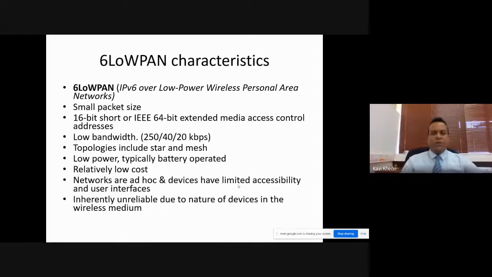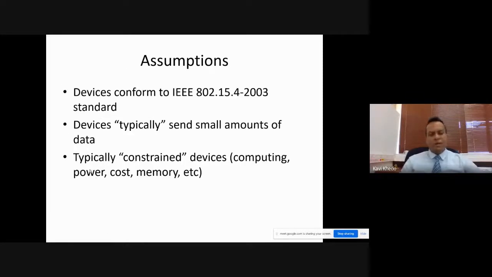Now the LoWPAN characteristics: small packet size, 16-bit short addresses, and low bandwidth. The topologies are star and mesh. It is low cost. Networks tend to be ad hoc and inherently unreliable due to the nature of the devices, which may or may not have a connection. So there are a number of assumptions for this technology. Devices conform to IEEE 802.15.4. Devices typically send small amounts of data.